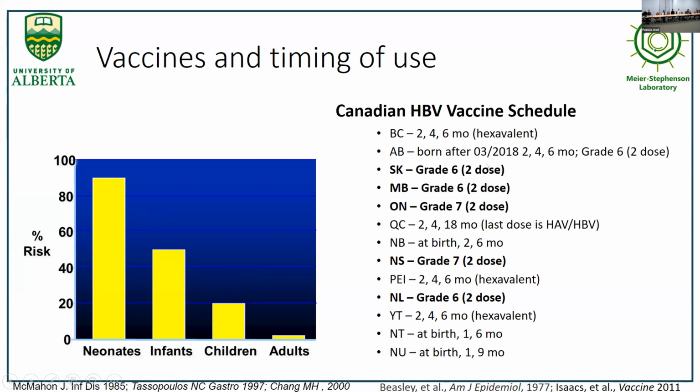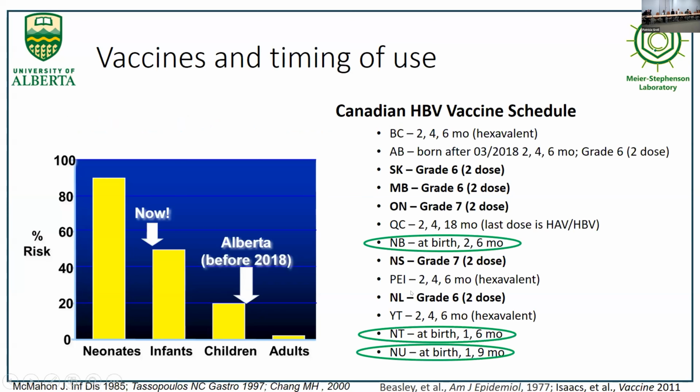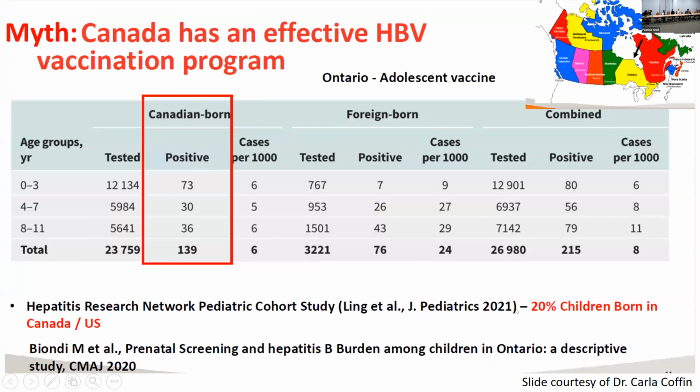And across Canada, there are only 2 provinces. Actually, PEI and New Brunswick are both doing birth dose, and then Nunavut and Northwest Territories. So 2 provinces, 2 territories. Everyone else has various ranges of when they're giving the doses, and so technically they're still not following WHO guidelines.